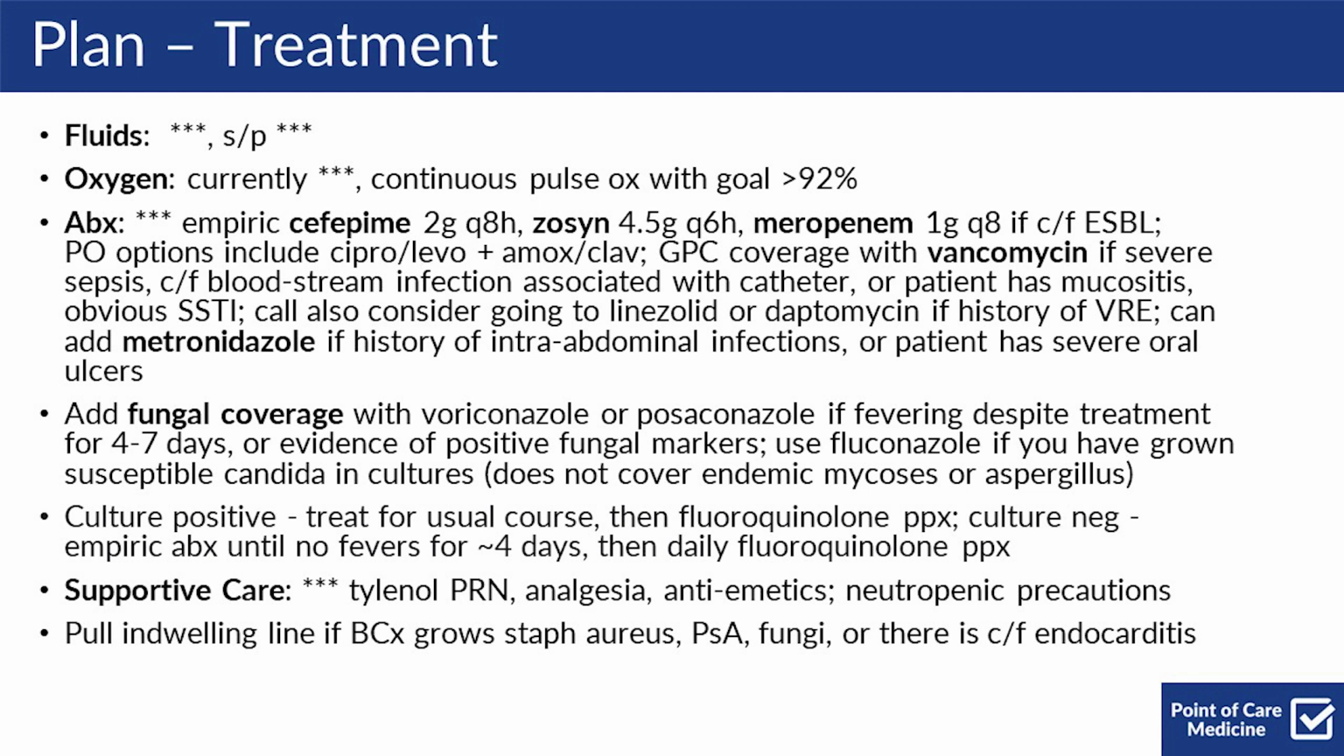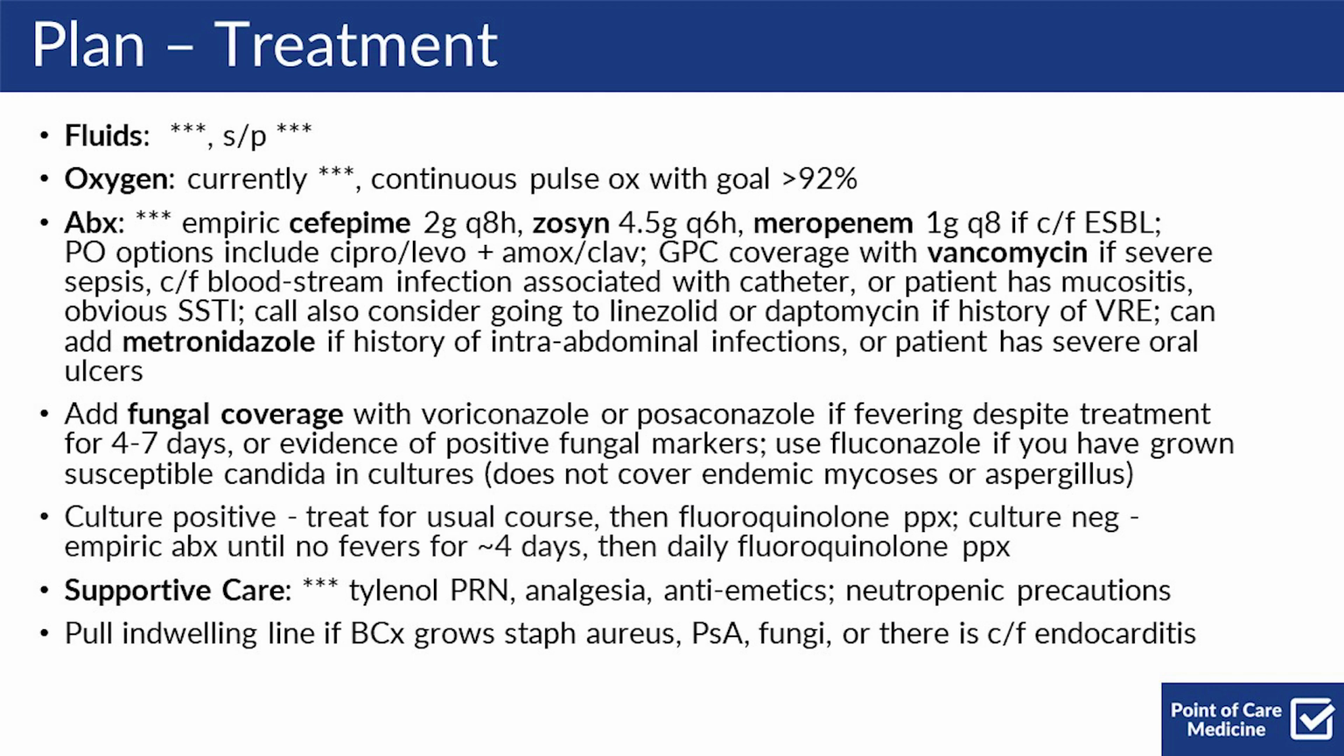And then antibiotics. Again, empirically, most patients that come in with neutropenic fever are going to get empiric cefepime 2 grams Q8, but you can also give Zosyn 4.5 grams Q6. If you're concerned about extended spectrum beta-lactamase producing organisms, you give them meropenem 1 gram Q8. But if you end up deciding that this is a patient who can go in the outpatient setting quickly, you can also do PO options, including ciprofloxacin or levofloxacin.